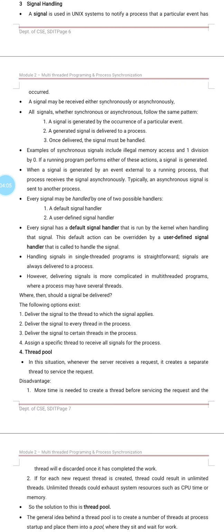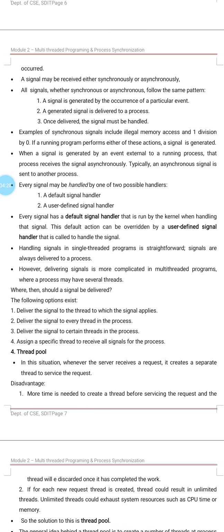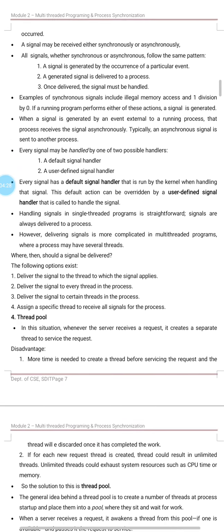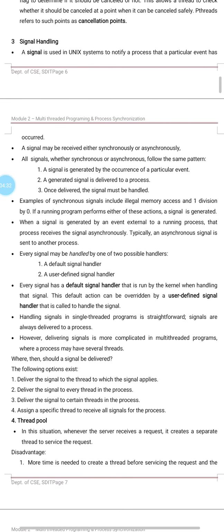Like in a class, you have a class rep, who is the main person. Any information that is coming from the department goes to the class rep, and from him it is forwarded to all the students. Similarly here also you can assign a specific thread which is in charge of receiving all the signals for a process, and later on a decision can be taken as to which thread the information has to be sent. So that is about signal handling.